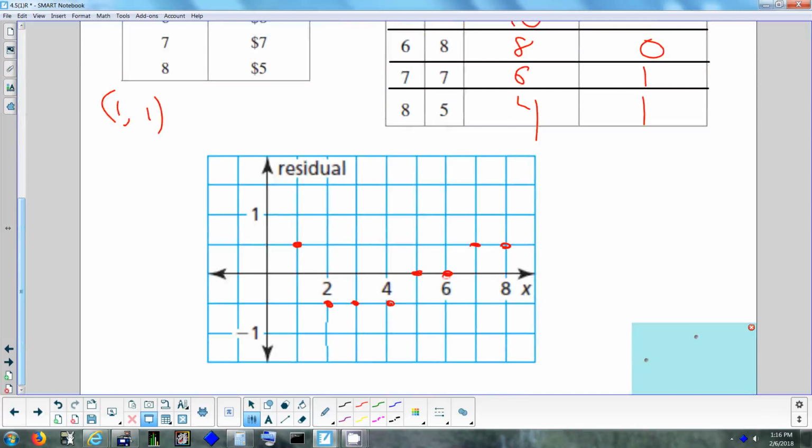See, it looks weird, but they're all pretty close to this line right here, aren't they? They're either 1 unit above or 1 unit below. That's perfect. If you had a graph and you had residuals way up here, that means it's way off from where it should be. That means the line that you drew is not that good.